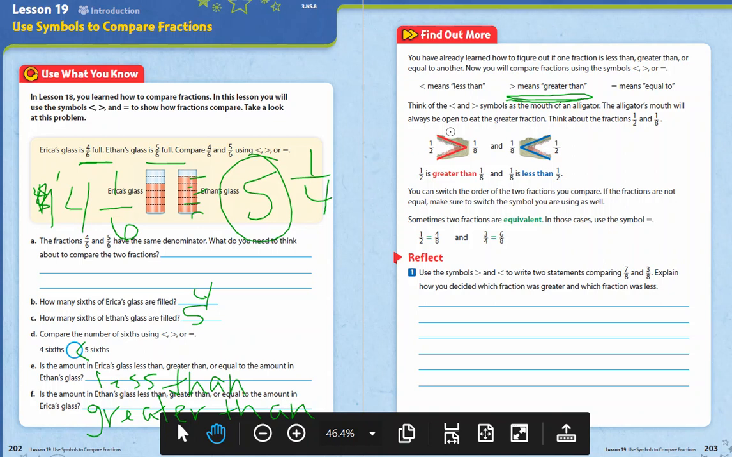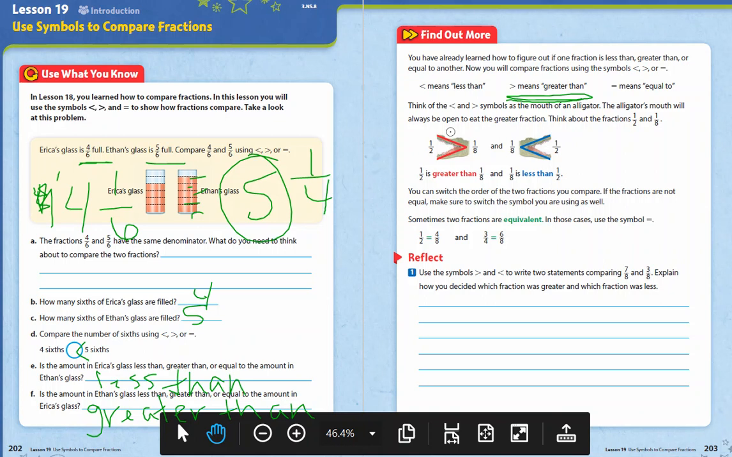So think of the less than and greater than symbols as the mouths of an alligator. The alligator's mouth will always be open to eat the greater fraction. Think about the fractions 1/2 and 1/8. Alligators always want more food, right? They want to get all full and they don't want the smaller animal. So the alligator wants to eat the greatest number.